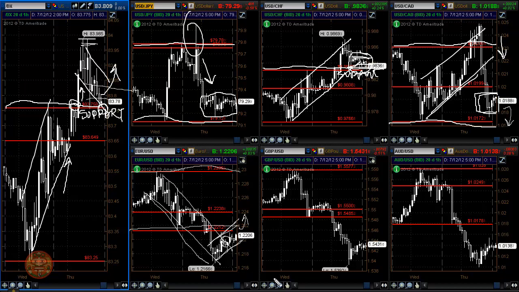Same thing with the euro to the downside, and of course the pound responding in the same direction as the euro. Nice downward channel here. It looks like it's running into a little bit of resistance right about 154.31. The question is whether or not we continue to the downside.